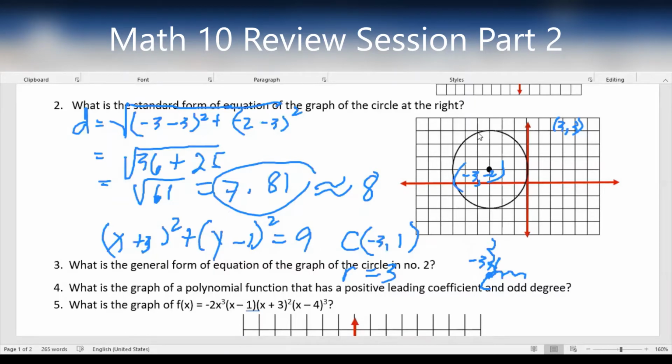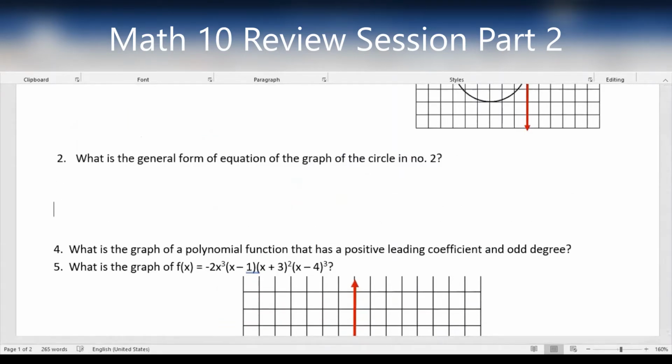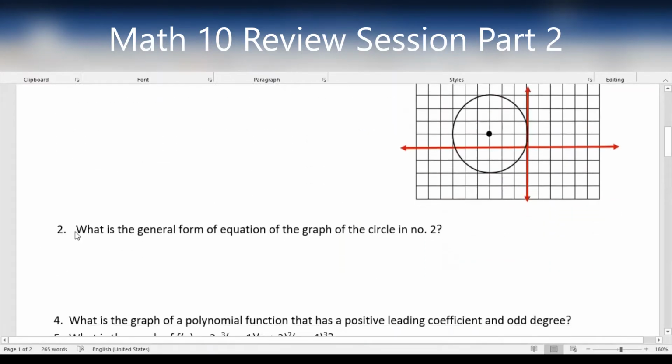I won't clear it yet. Let me clear it so I can move up. Why is this number 2? This should be number 3. This one is number 3.